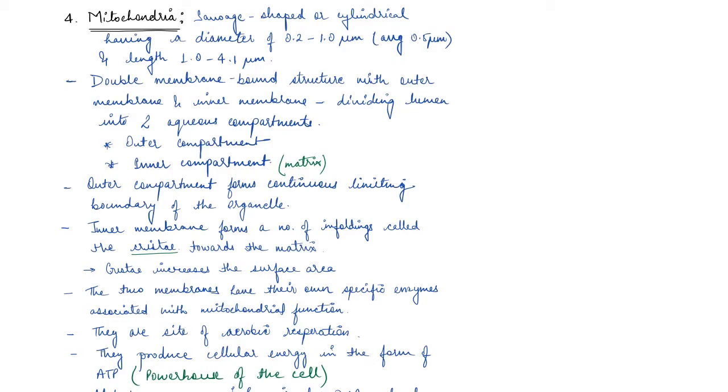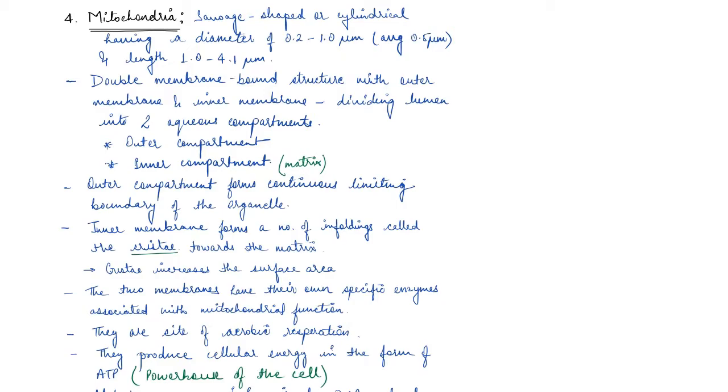So in today's video, we are going to cover three very important organelles: mitochondria, plastids, and then we'll cover ribosomes as well. So let's start with mitochondria. Now, again, guys, mitochondria means the powerhouse of the cell.